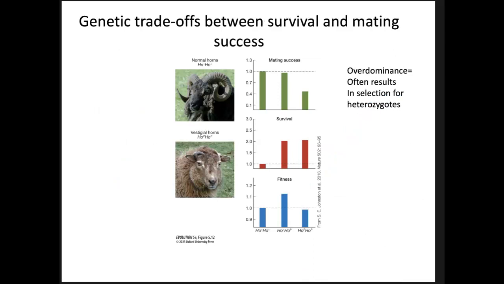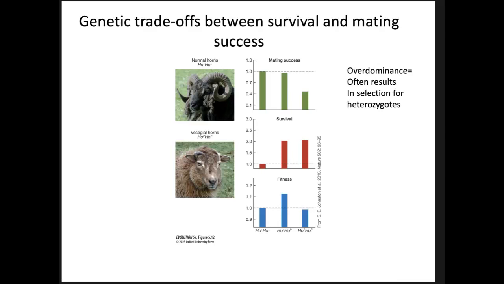So when we're talking about alleles, we always have to keep in mind that these genotypes are going to code for phenotypes, and these phenotypes are going to have trade-offs. And so this is another figure from your textbook, and it's really focusing on this whole issue of genetic trade-offs in survival and in mating success.